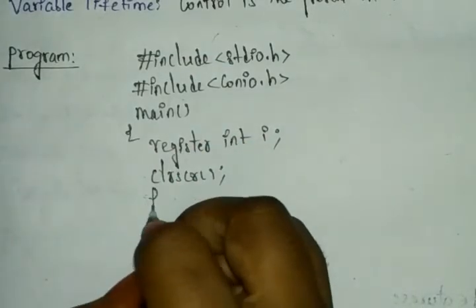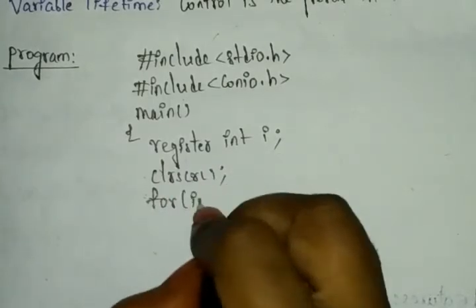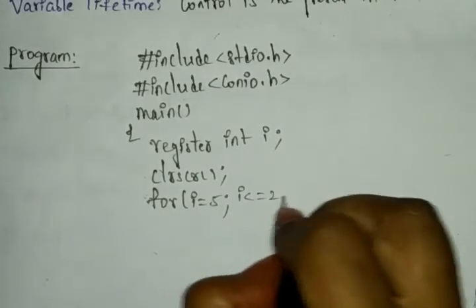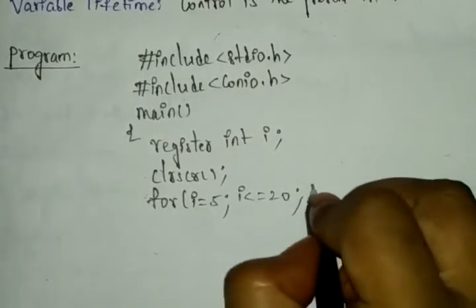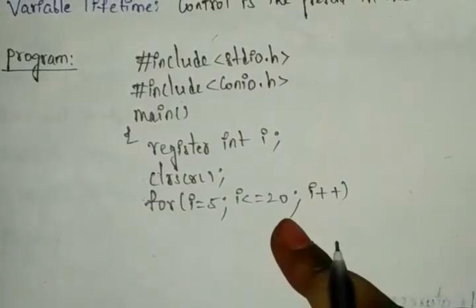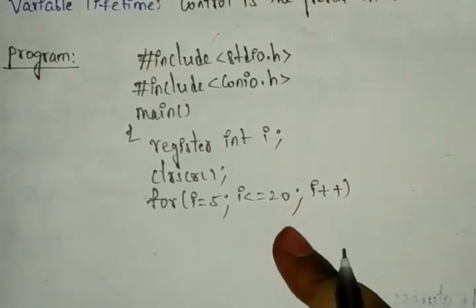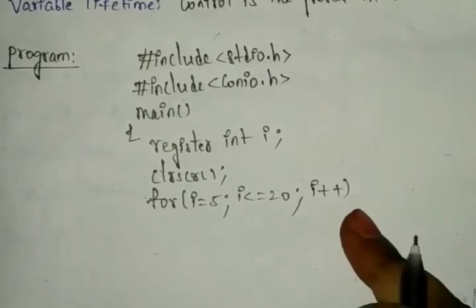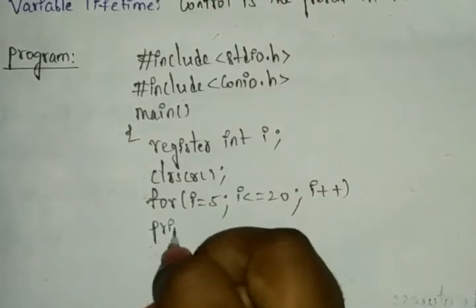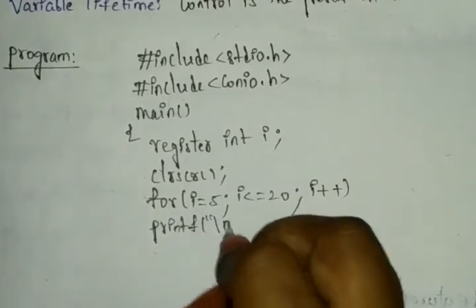And next I am choosing the for loop. In the for loop I am giving i equals 5, i less than or equal to 20, and next i plus plus. Up to 20, values from 5 to 20 you can define, and you will have the increment for this. And after that you can print whatever values you are incrementing.